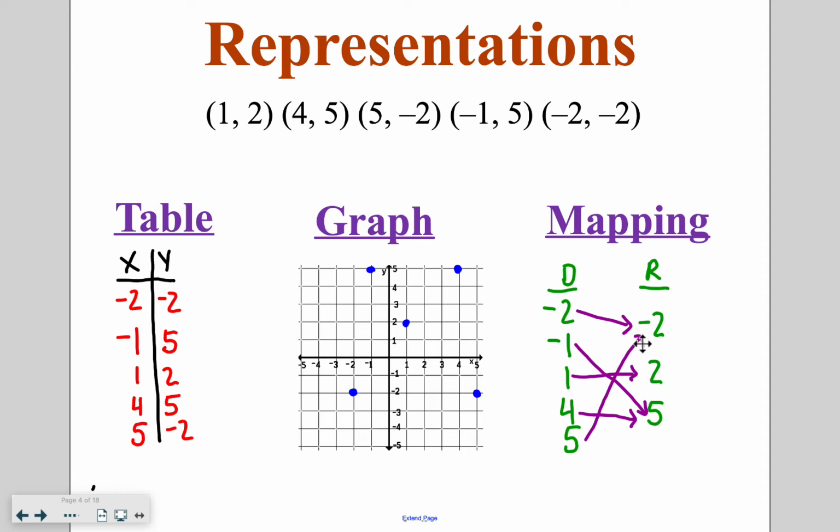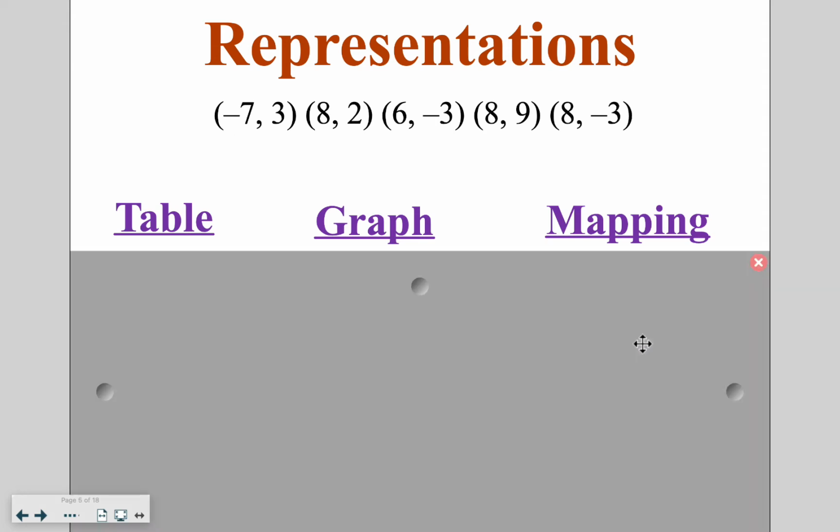Again, the key difference between the map and the table is that in the table, the x's have to be in order and every pair is shown individually. With the map, the x's and the y's have to be in order and each number can only be listed once. Go ahead and try this one on your own, creating the table, the graph, and the map.